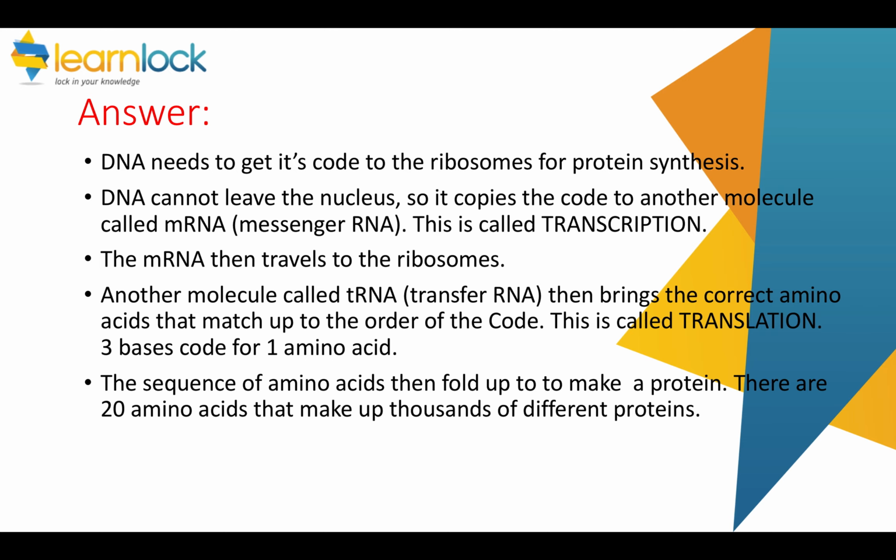The messenger RNA then leaves the nucleus and travels to the ribosome. Then another molecule called transfer RNA brings in the correct amino acid that matches up to the order of the code. So there's one amino acid for every 3 bases. This stage is called translation. The amino acids then fold up to make different proteins. There are about 20 amino acids that make thousands of different proteins.